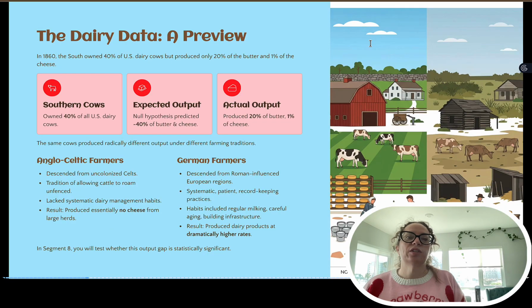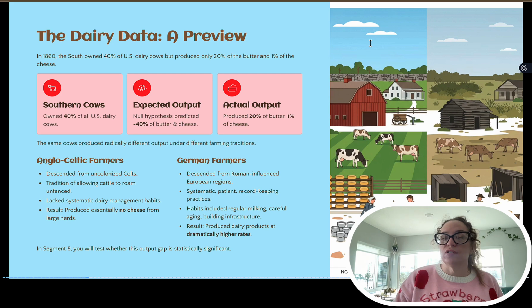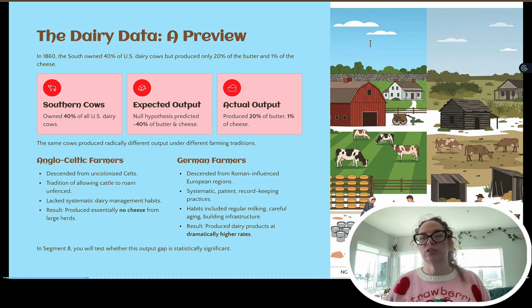All right, here's one more data point that's kind of random, but it's very interesting, okay? And you are going to calculate it as a chi-square problem later on, so I'm just going to introduce it so it can sit in your head and percolate. By 1860, the southern states owned 40% of all dairy cows in the United States. 40% of the cows. If regional culture had no effect on what farmers did with their cows, okay, if the null hypothesis of independence were true, so the null hypothesis is there's no difference between the North and the South, they're the same. What percent of the nation's butter and cheese would the South have produced?